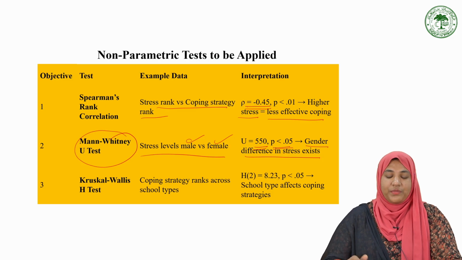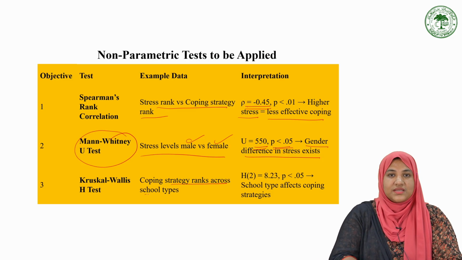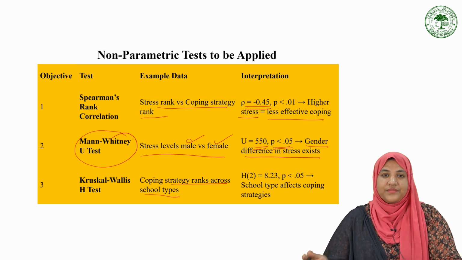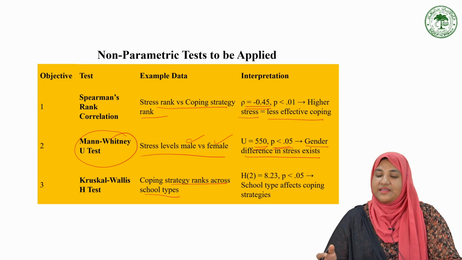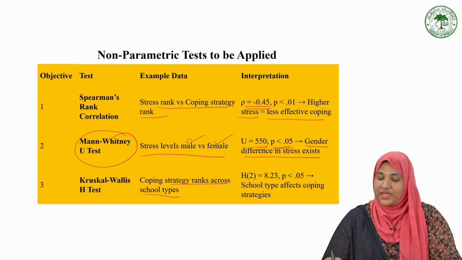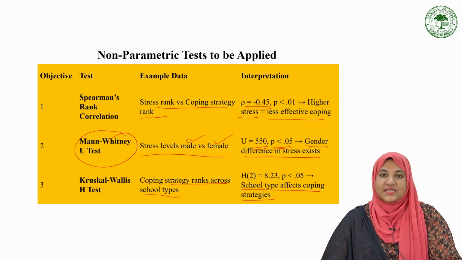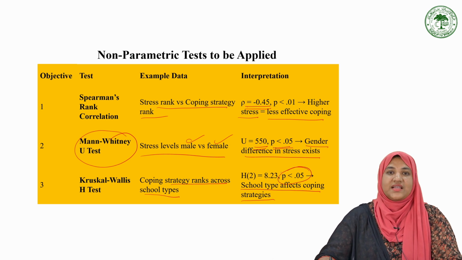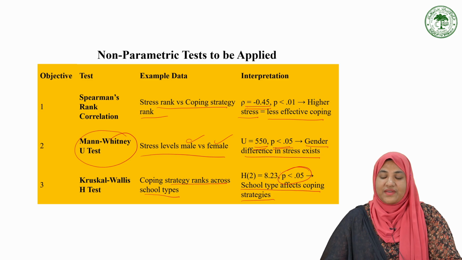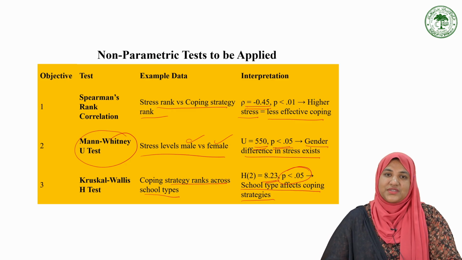Here the coping strategy ranks across the school types have been calculated, that means in the example data. And as far as the interpretation is concerned, we are discussing how the school type affects the coping strategies. That means the type of school is affecting the coping strategies, as the significance level is less than 0.05 and the H value is 8.23. So here we are concluding that school type affects the coping strategies of the students. So that is the non-parametric test that we have employed over here.